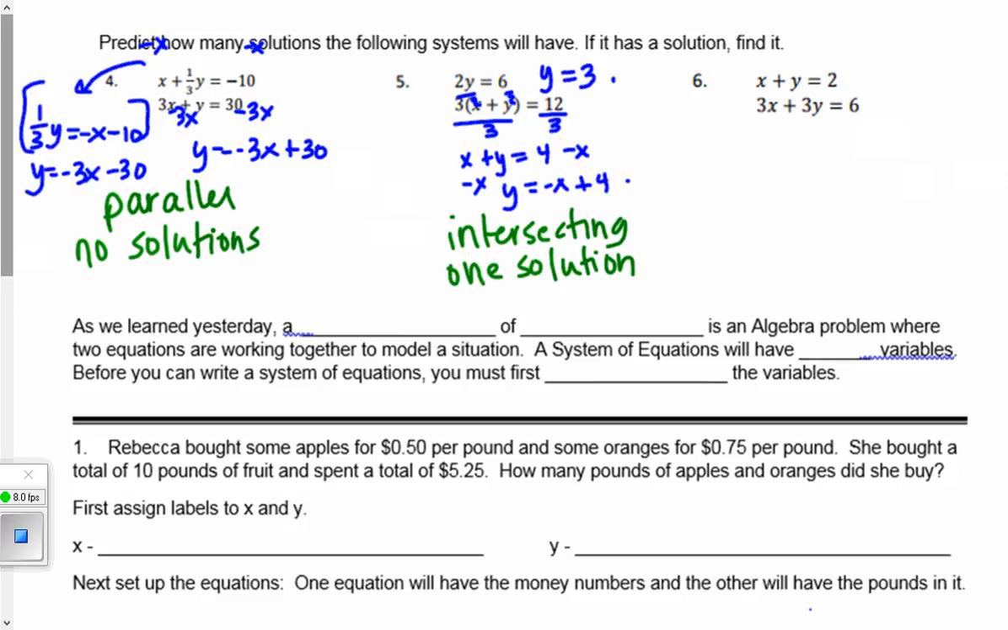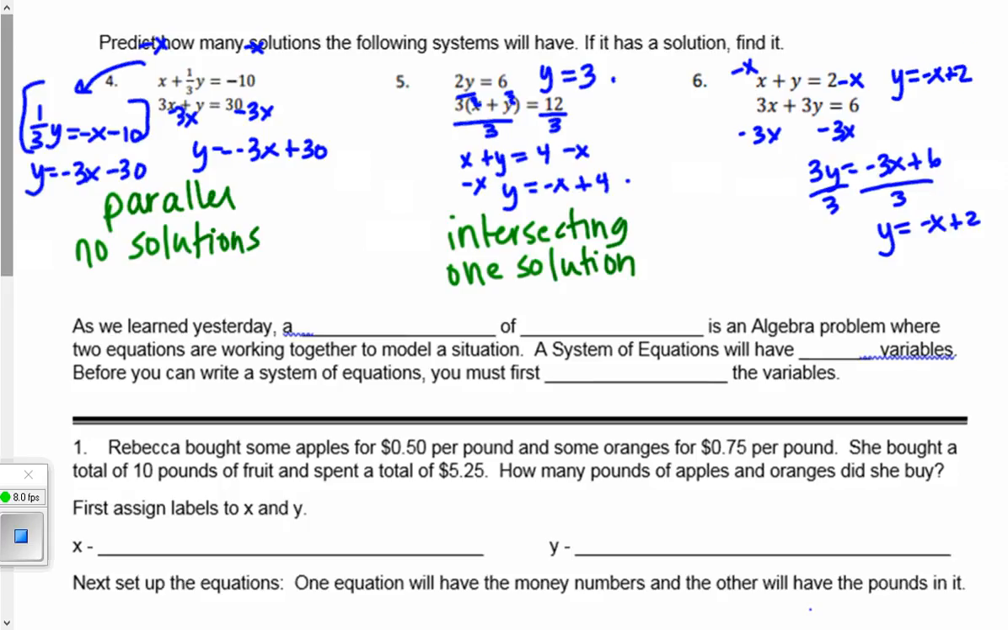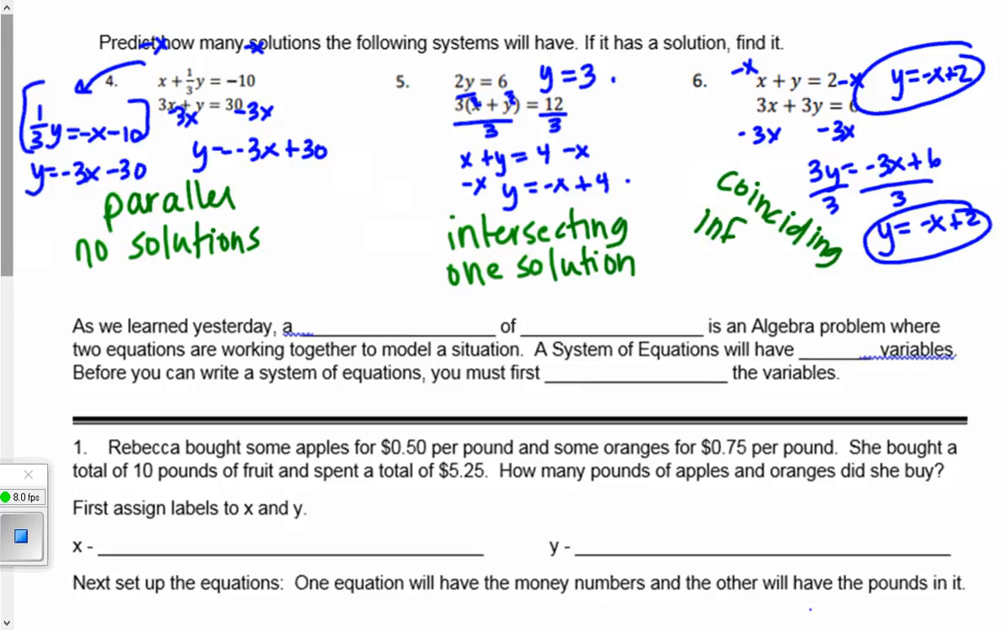Okay, last one, you could probably guess, but let's work it out. Subtract my x from both sides, so y equals negative x plus 2. Then I need to subtract my 3x over and divide by 3. So 3y equals negative 3x plus 6. Divide by 3, y is negative x plus 2. Well, again, these 2 equations are literally the exact same thing. There's no difference at all, so that means this is coinciding, and there are an infinite number of solutions. Infinite number.